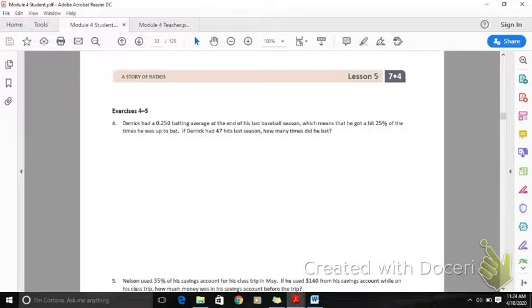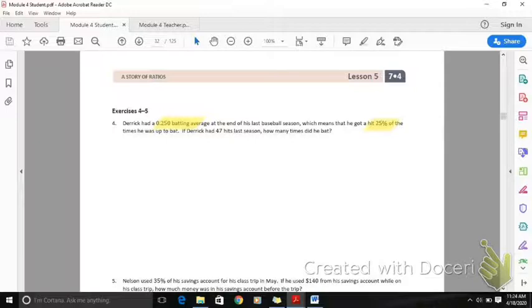So here it says he got .250 batting average. So that means he hit the ball 25% of the times he went to bat. So think about baseball. Maybe some of you know more about baseball than others, but when you play baseball, you go up to bat, and then you either make a hit or you don't make a hit. If you don't make a hit, you get out. If you do make a hit, you get on base, right? So it's saying that he made a hit 25% of the time.